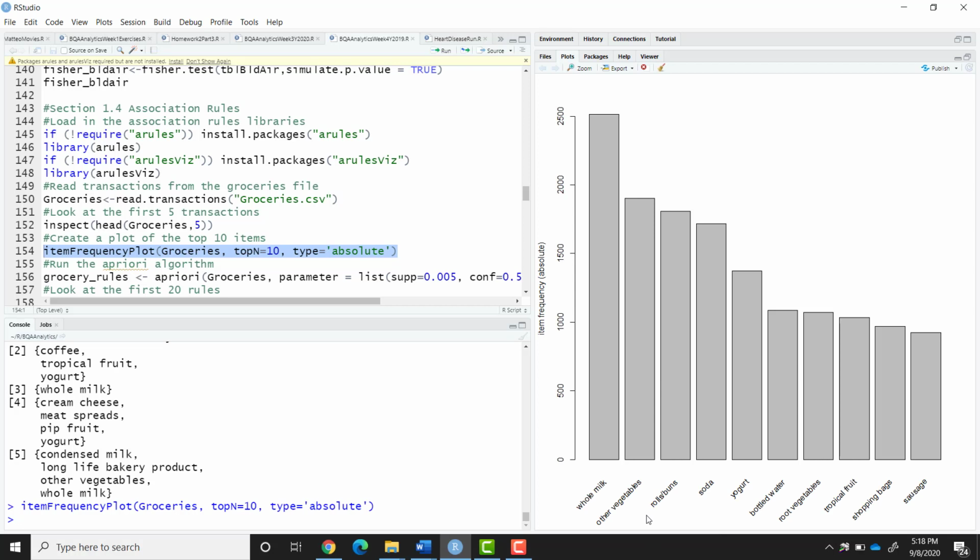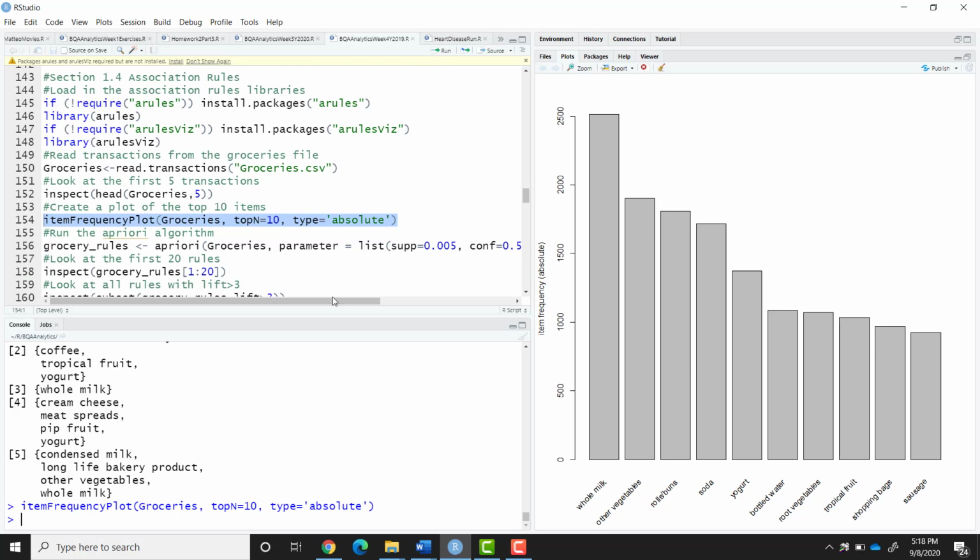And this just tells us the most popular items in the data set. So we have like 2,500 of the transactions have whole milk, which is the most popular item, followed by other vegetables, rolls, buns, and soda.